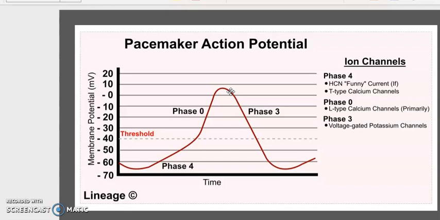So then we have the falling of the potential caused by the opening of the potassium channels. The potassium permeability is not constant, and they close very slowly. Then we're going to have something called a clock mechanism that allows the system to be continued.